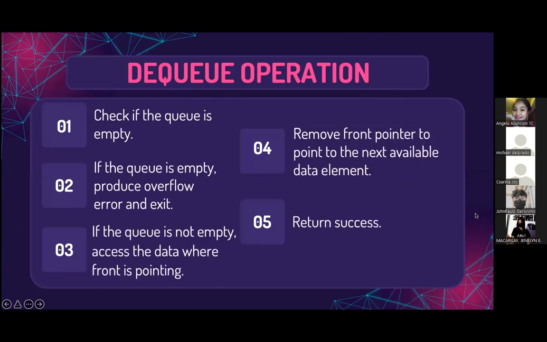So hello, these are the steps for the queue operation. First, check if the queue is empty. If the queue is empty, the second step is that the queue will produce an overflow error and exit. Next, if the queue is not empty, access the data where front is pointing. Next step, remove the front pointer to point to the next available data element and return a success. Next.